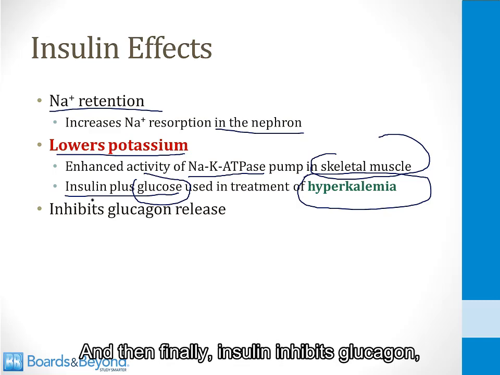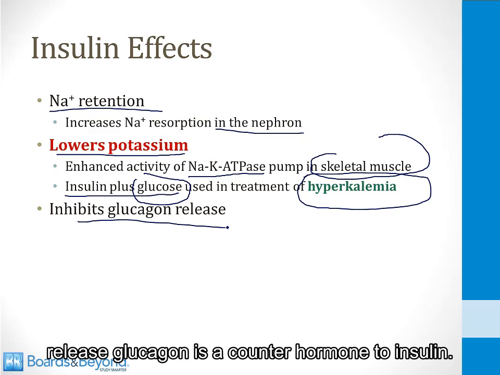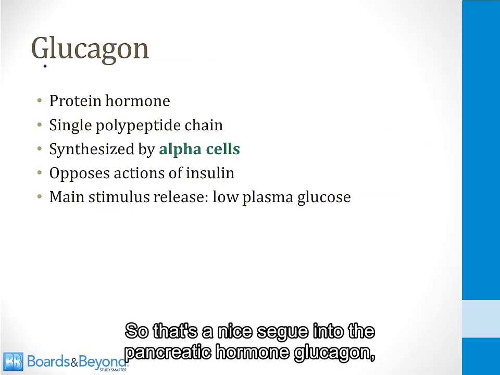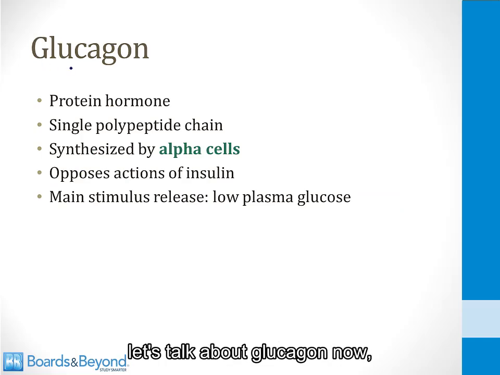And then finally, insulin inhibits glucagon release. Glucagon is a counter hormone to insulin, so naturally insulin inhibits its release. So that's a nice segue into the pancreatic hormone glucagon. Let's talk about glucagon now.